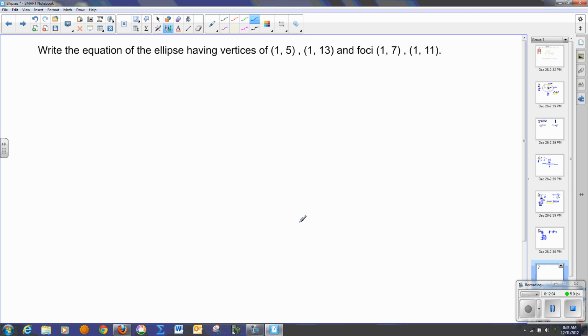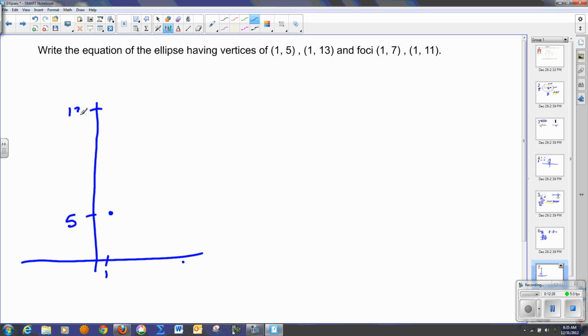Next example. Again, we've got some vertices given, and this time we're given our foci. So let's sketch this out again. I have a point at 1, 5. Call this 1. Call this 5. Another one at 1, 13. Call this 13 here. And these are my vertices, which means it's going to open vertically again. So my major axis is vertical.